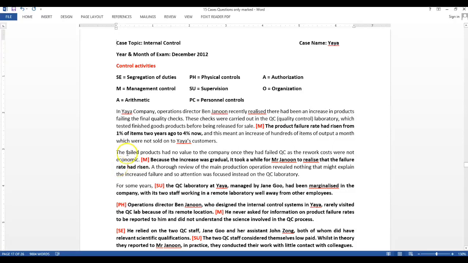So welcome to this video. In this video we are going to discuss the case topic internal control. This case discusses a company called Yaya, and it appeared in the December 2012 exam of ACCA. So we'll start from the requirement.